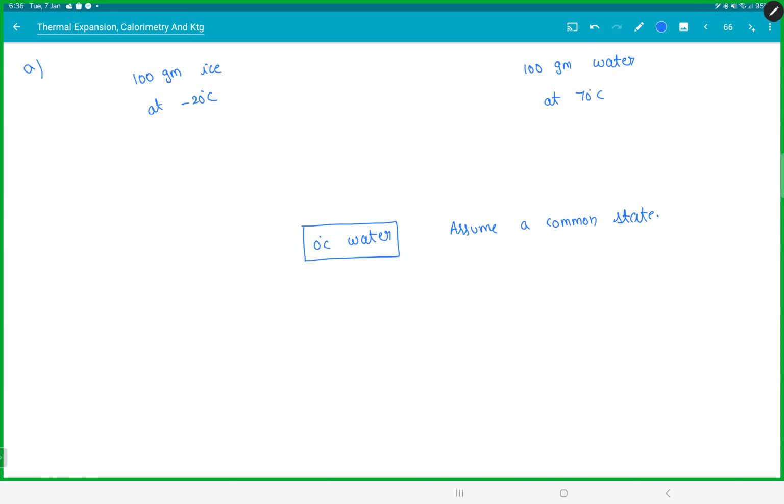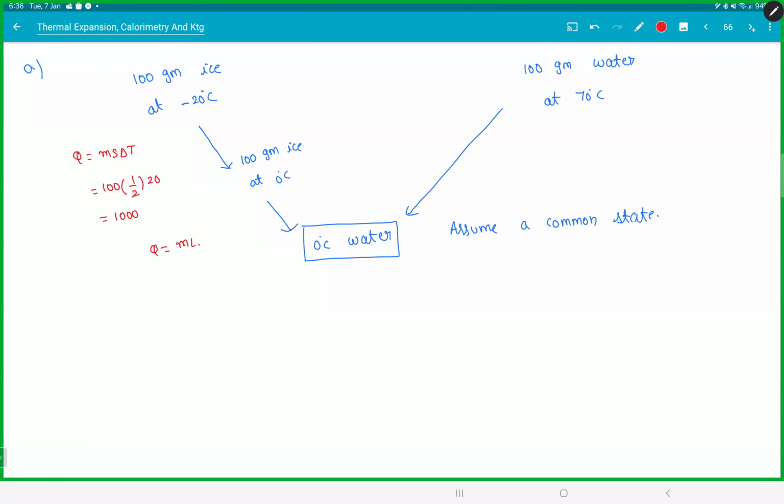Now, to bring this ice to 0 degree water, you will not come directly. First, you will become 100 grams ice at 0 degrees, and then you'll become this. This guy will directly become this. So in this process, how much heat will you require? M into LF? No, temperature is changing, na? MS delta T. That's 100 into half, into temperature change of 20. So you require 1000 calories to go from -20 to 0.